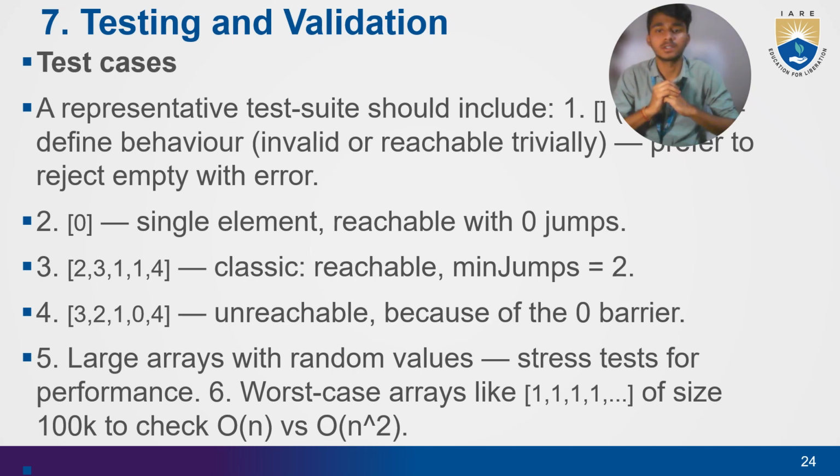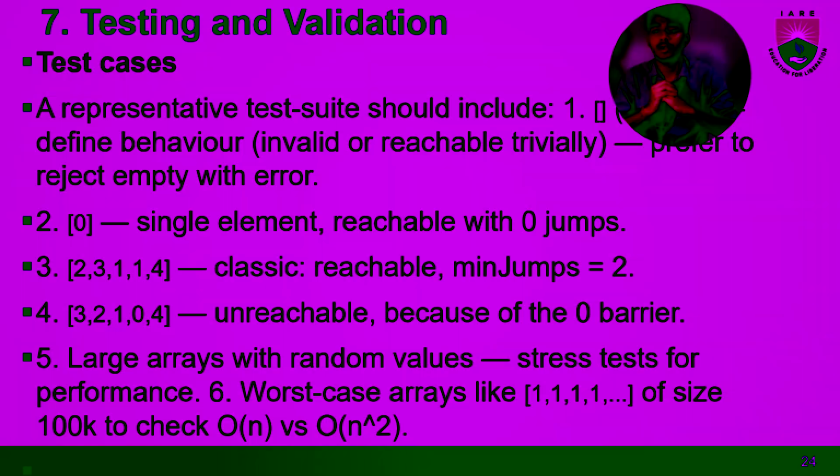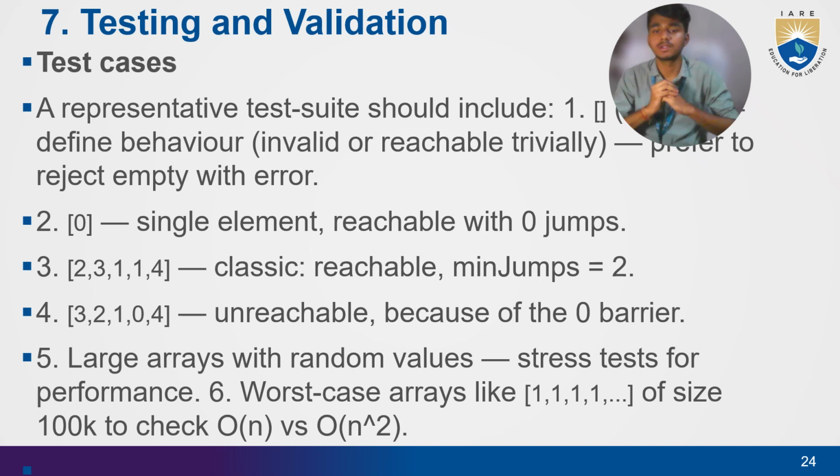Testing and validation. Test cases. An empty array: reject as invalid. An array [0], a single element: reachable, min jumps equal to 0. For the array [2,3,1,1,4], a classic: reachable, min jumps equal to 2. For the array [3,2,1,0,4], blocked: unreachable, min jumps equal to minus 1. A random large array as a stress test for performance, with varying lengths, for example 1k, 10k and 100k. Worst case arrays like [1,1,1,1] of size 100k to check linear versus quadratic scaling.